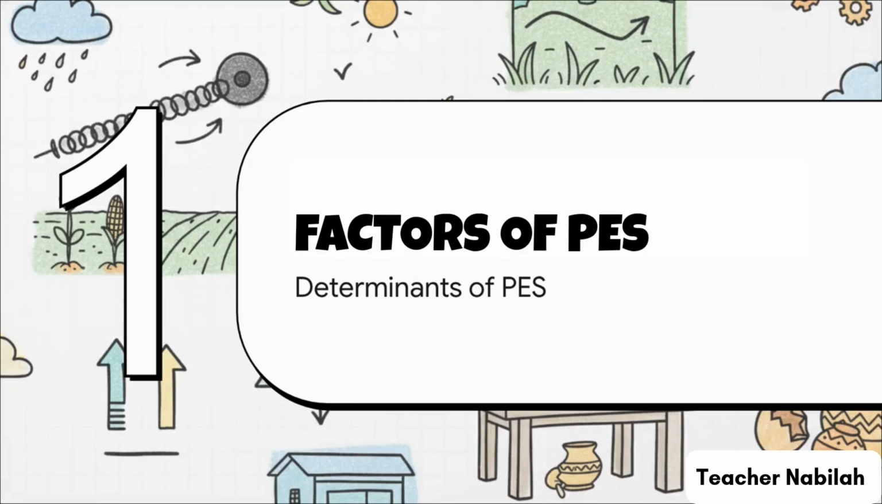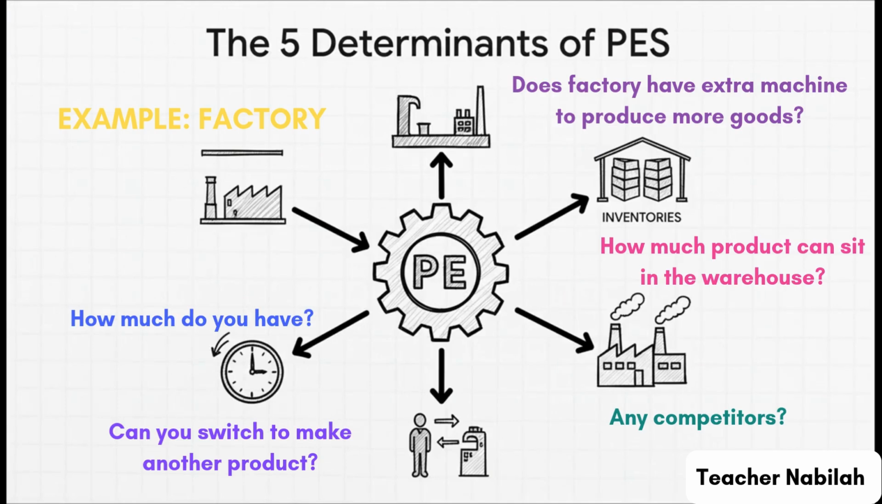So, we get what elasticity is, and we know how to put a number on it. But what actually makes something flexible or rigid to begin with? Well, it really just boils down to 5 main things. Here they are, the big 5. It's all about questions like, does the factory have extra machines just sitting around? How much finished product is already sitting in a warehouse? How many other people are making the same thing? How easily can you switch from making one thing to another? And maybe the biggest one of all, how much time do you have?